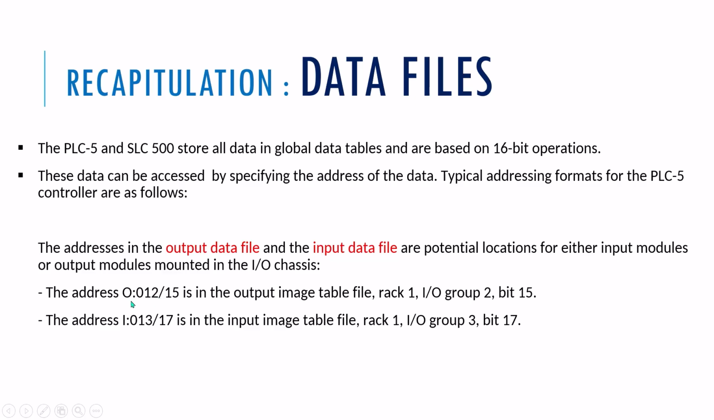For example, we have taken this particular address as the output image table file, and let us see what this address specifies. If we say O for output, then 0 1 2 / 15. So there are 3 digits here. The 1 stands for rack, the 2 stands for I/O group 2, and 15 is the bit number. Accordingly, the input is also there.